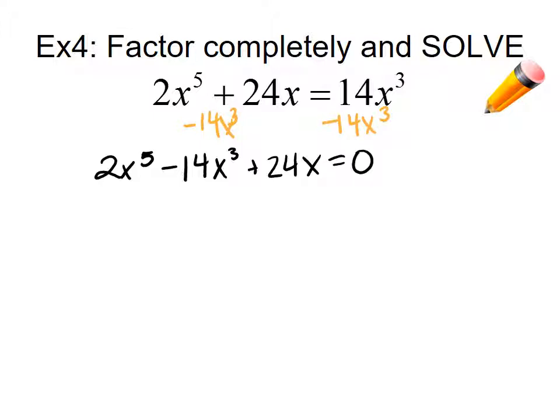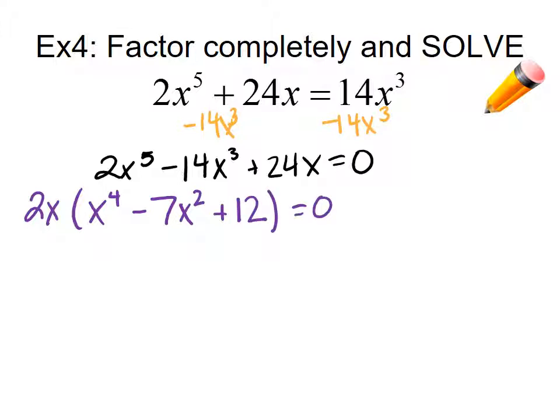Next, I want to check for a GCF, and I can divide out a 2x on this one. That leaves me with x to the 4th minus 7x squared plus 12. In this case, I have 3 terms. Therefore, I'm going to use the AC method, but again, my leading coefficient is 1, so I can jump ahead a little bit. First times last is 12, middle is -7.